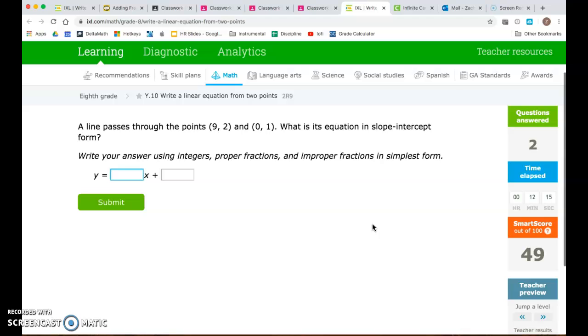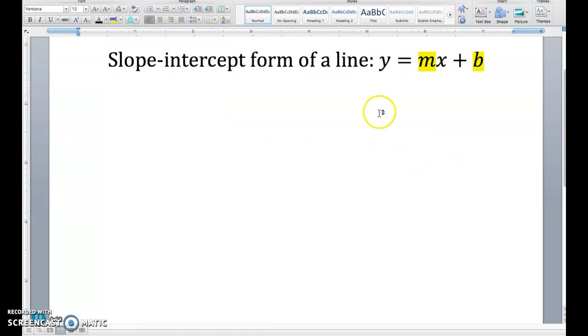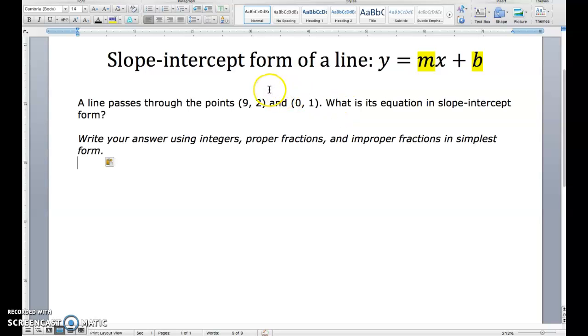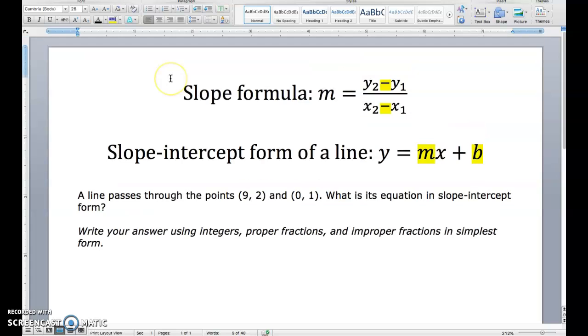Let me look at this problem real quick. Yeah, this would be a harder problem for sure. So let me copy this problem. Now I'm going to paste it into my scratch paper. Okay.